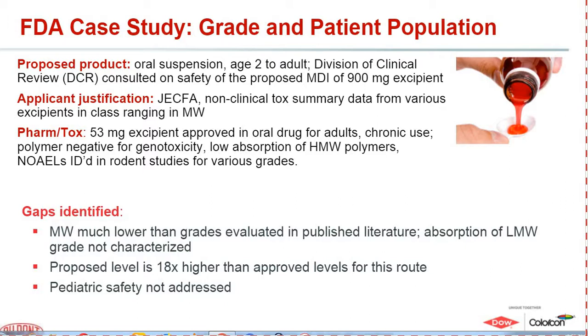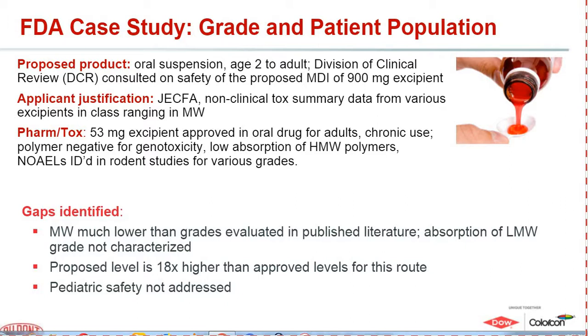And so this particular case study was an oral suspension for intermittent chronic use, and the ages that were expected to be covered by this drug were from 2 years old to adult. So when this application came in, the Division of Clinical Review was consulted on the safety of a proposed maximum daily intake of 900 milligrams of the excipient per day. So this is what the drug manufacturer was proposing in their drug, 900 milligrams per day.